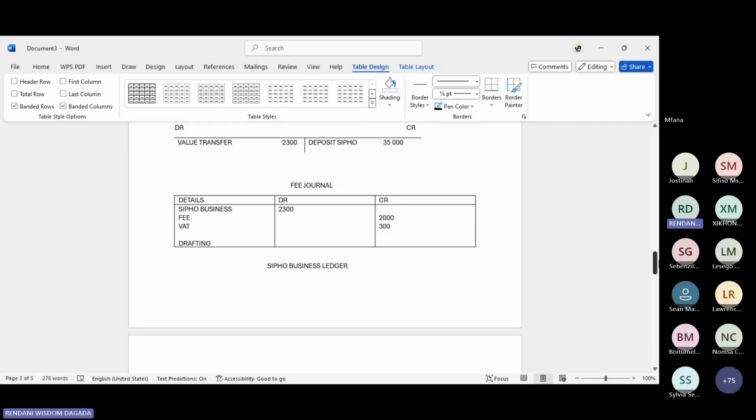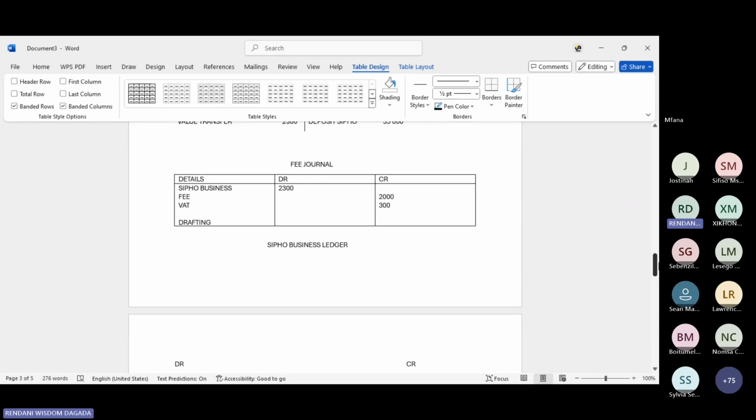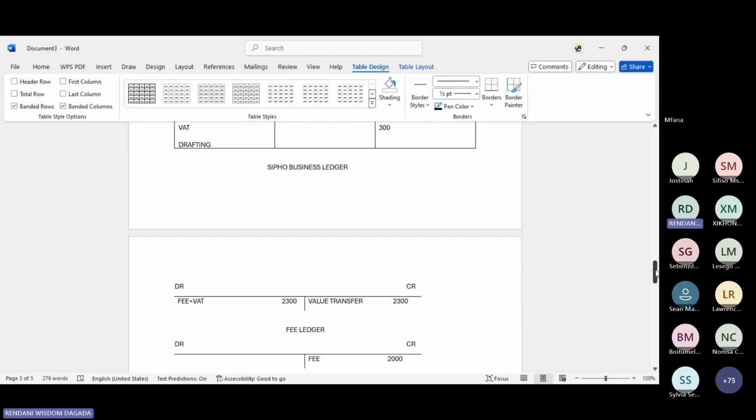As a lawyer, you only make money through fees. So when we charged Sipho, we ended up with the business ledger. So we use the business ledger to determine how much we are entitled to. You go to the client's business ledger, debit side minus credit side, it gives you the amount that you are entitled to.